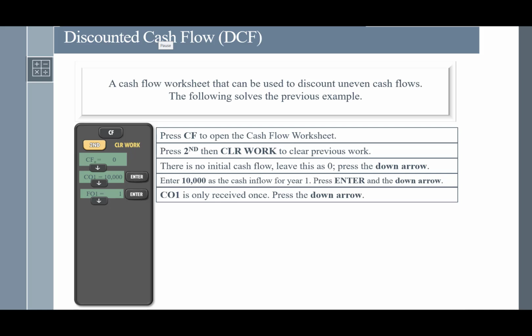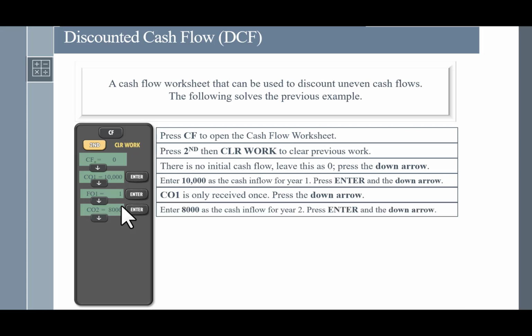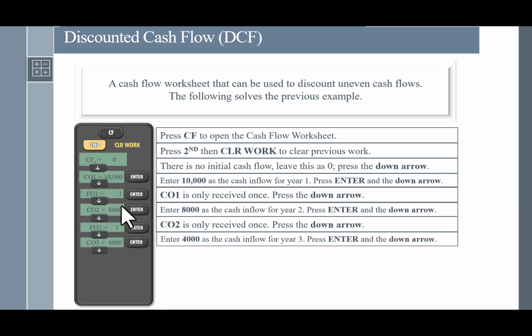How often you're going to get this payment. So, to make things easier, if you're receiving 10,000, for example, every year for the next 3 years, instead of entering 3 different cash inflows, since they are the same value, you can enter 10,000 and put the frequency here as 3, which means it's for 3 years. Then the second cash inflow and the frequency, the third cash inflow and the frequency.